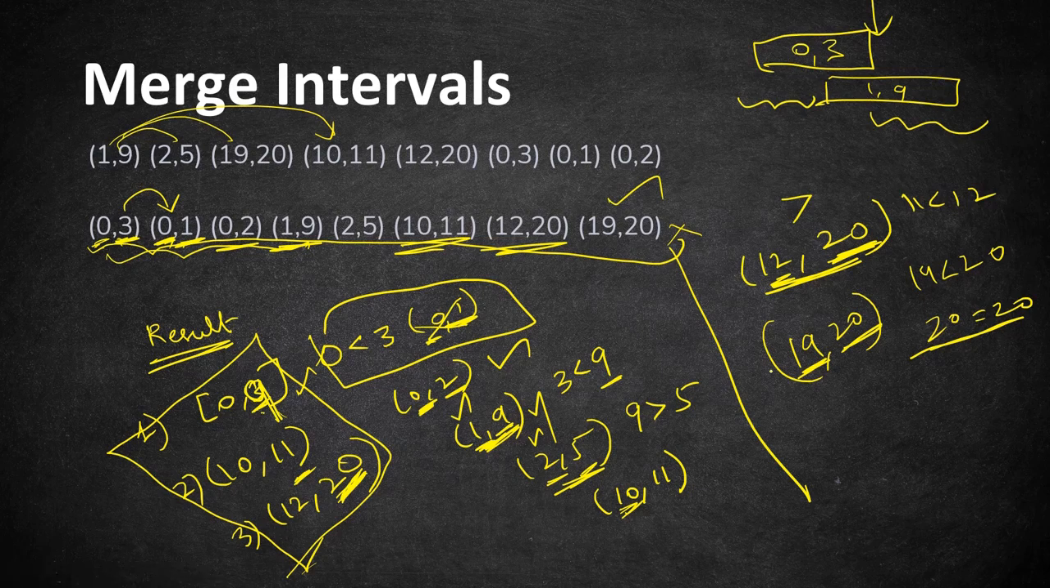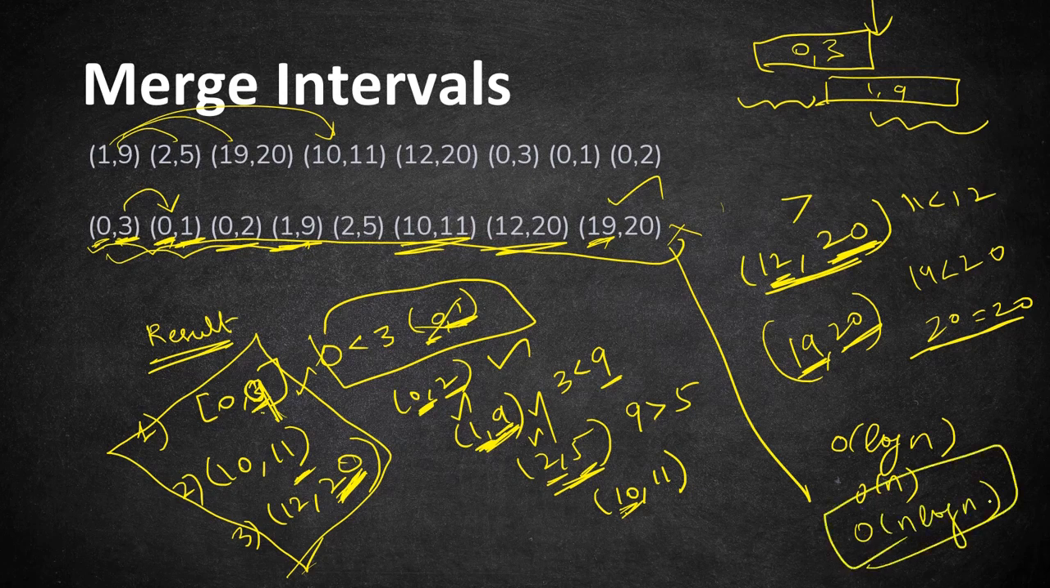So before getting into code, this is going to work in big O of n log n time, because we are sorting the array based on the first value, and that is going to take n log n time. And we are going to iterate it once and add it to the list, and that is going to take big O of n time. So overall, it is going to take big O of n log n time complexity. So let's go to the code now.